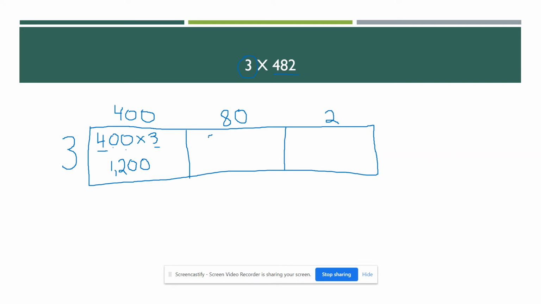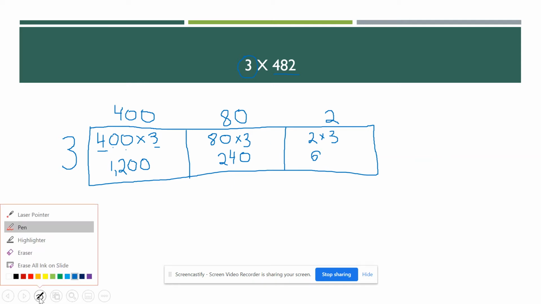I repeat this process with 80 times 3, where I know that 8 times 3 is 24. And I annex or tack on 1 zero. And lastly, 2 times 3, which is 6.